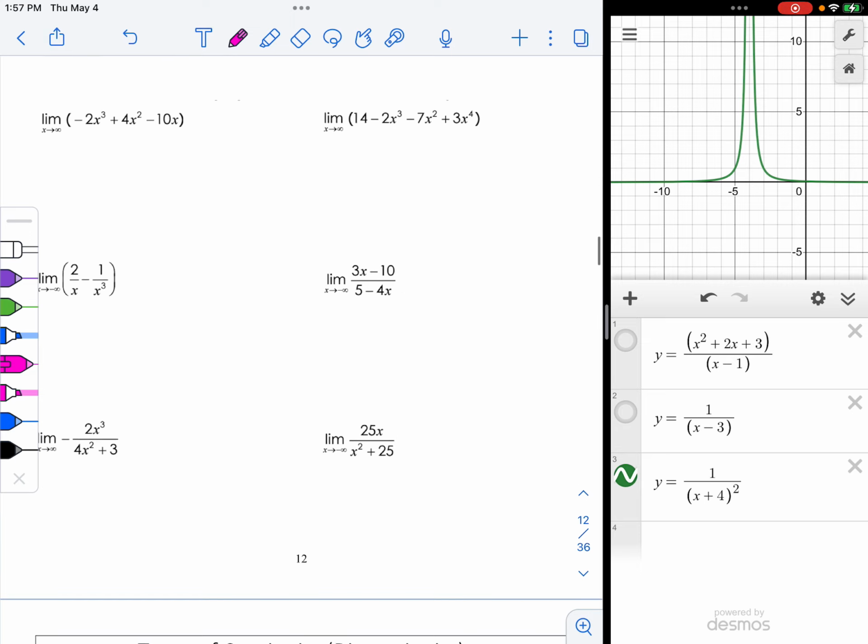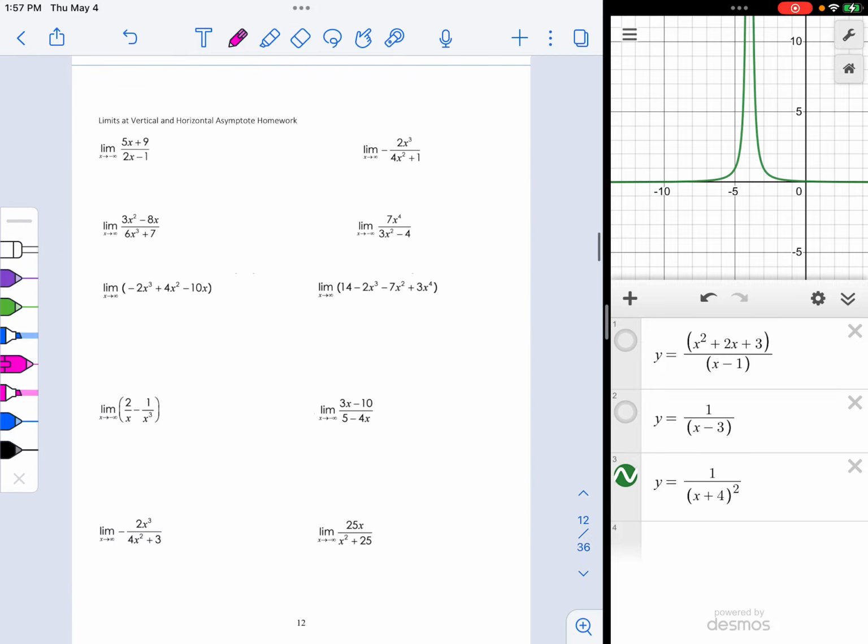Your homework today, you guys, is just page 12, and when in doubt, graph it out.